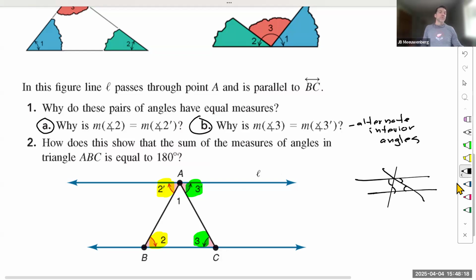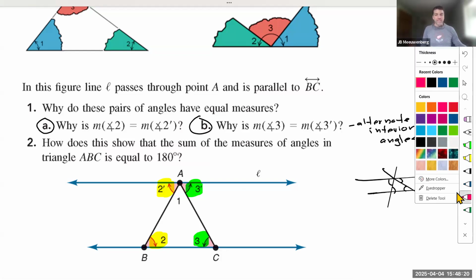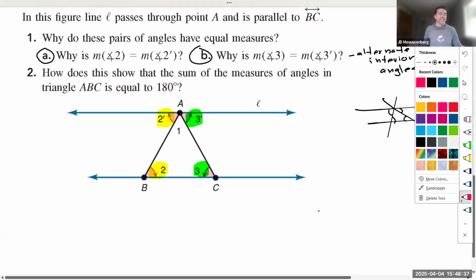So the next question for you to analyze is, how does this fact show that the sum of the measures of angles in triangle ABC is equal to 180 degrees? So we have angle 1, 2, and 3. How can we use that fact to prove that it's equal to 180 degrees? Take a moment and see if you can stare at that and figure that out.